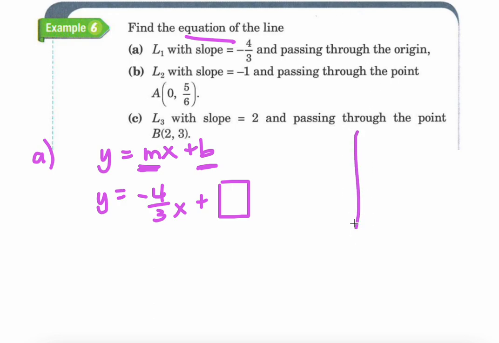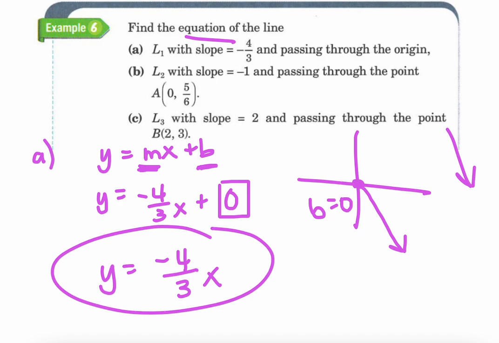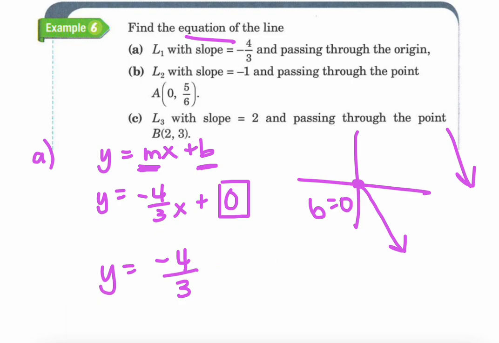For A, it says that it has that slope, a negative slope, so it's going to decrease, and it passes through the origin. So actually they're telling us what the y-intercept is. The y-intercept is 0. It passes through where the y value is 0. So we can just write that: y equals -4/3 x plus 0. And honestly, that plus 0 doesn't do anything, so we don't even need that. So our final answer is just y equals -4/3 x. Okay? Let's move on to B then.